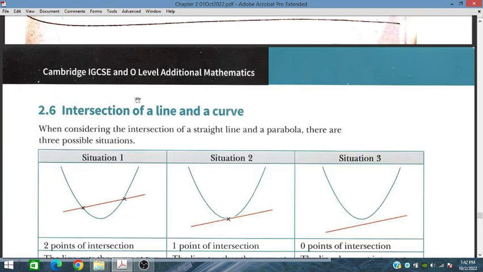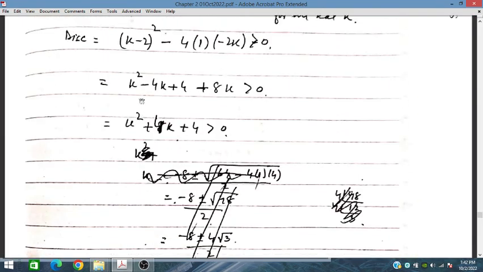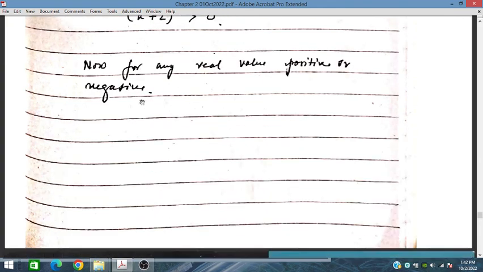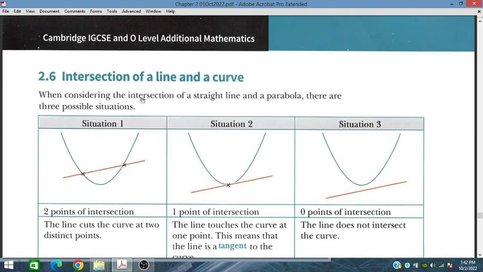So this is problem number 10. Now we will cover 2.6 in the next session.